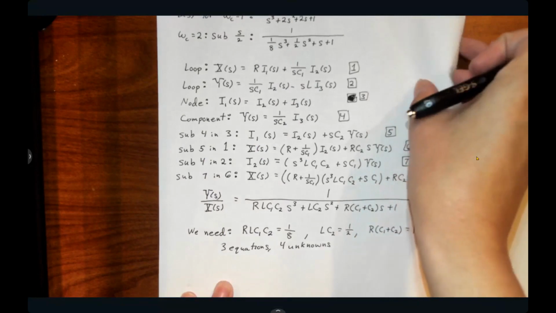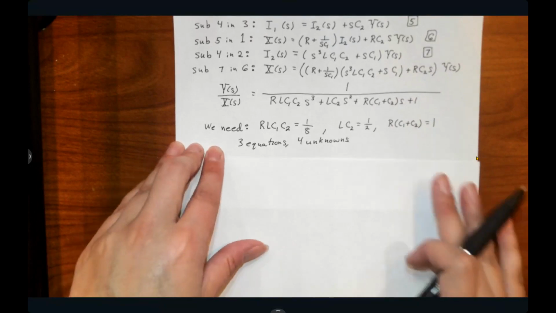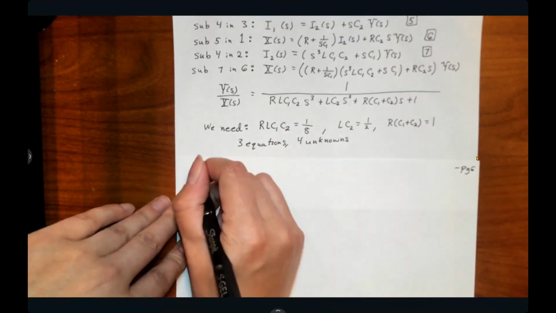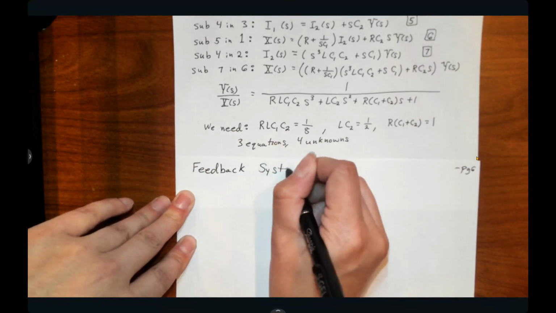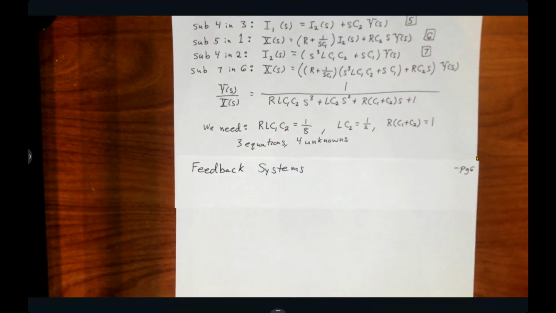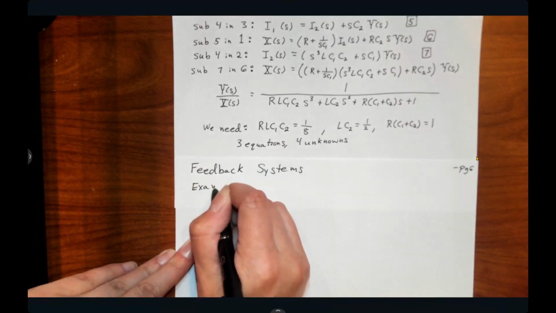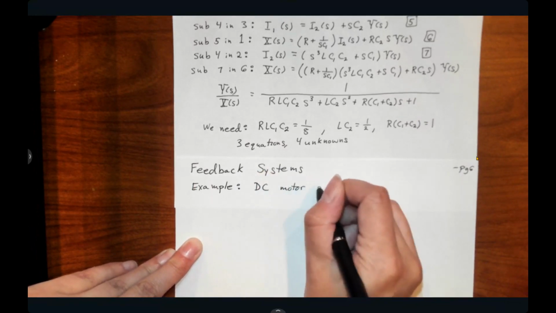Another big application area for Laplace transform is for control systems, right? So specifically what we're going to do is we're going to look at feedback systems. So let's take a look at hopefully a kind of realistic type of system, see where we might want to use something like this. So we're going to take a look at a DC motor servo.